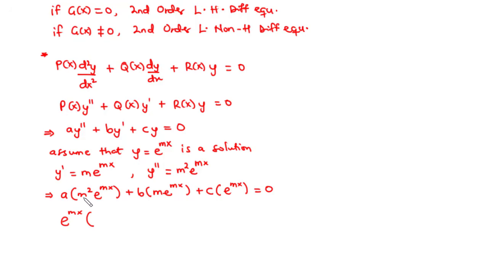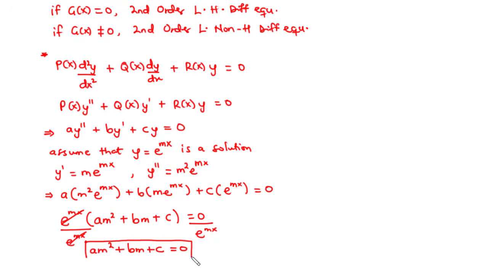Inside of the bracket we have a m squared times e to the power mx divided by e to the power mx. This cancels out, we are left with a m squared, plus bm, plus only c, and this is equal to 0. So we divide through by e to the power mx, and then we are going to have a m squared plus b m plus c equals 0.